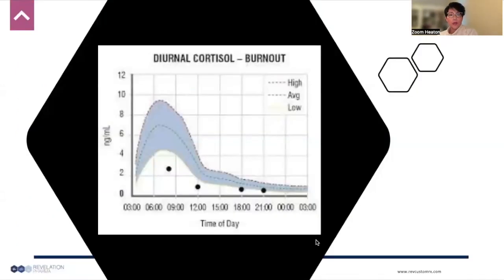So here is your diurnal cortisol showing burnout or low cortisol. This person here is just not even able to wake up. It's just very difficult for them. They struggle, and they don't really even rise even at noon. I mean, they just stay consistently low throughout the day. And if you look at this curve, it looks almost flattened. And so this person here is struggling to just function throughout the day.